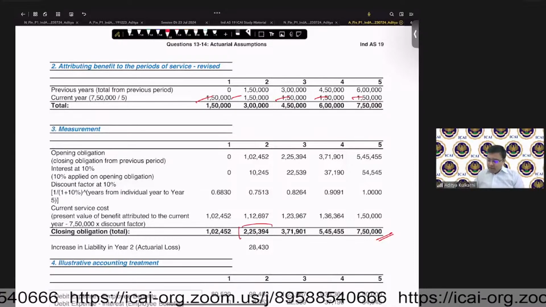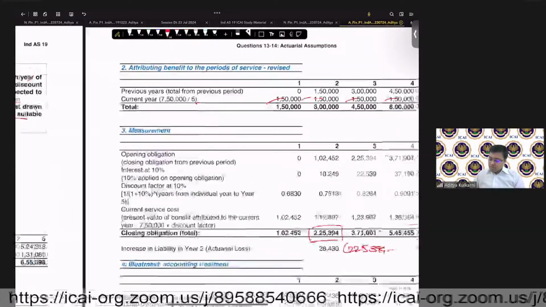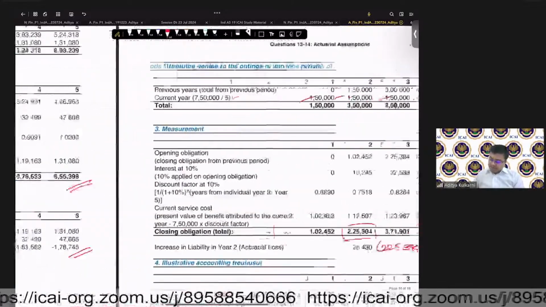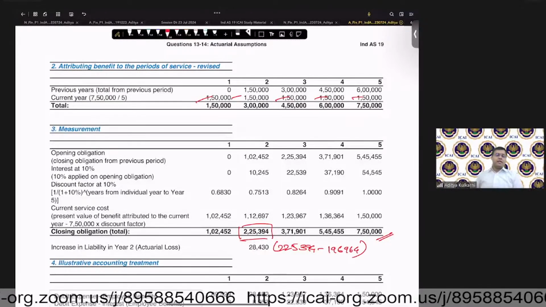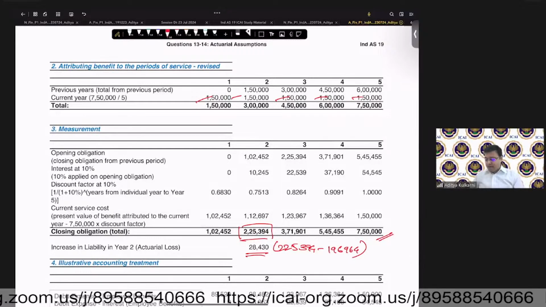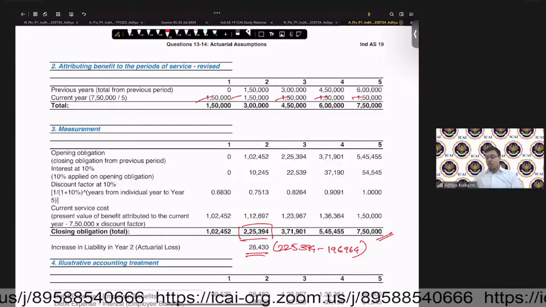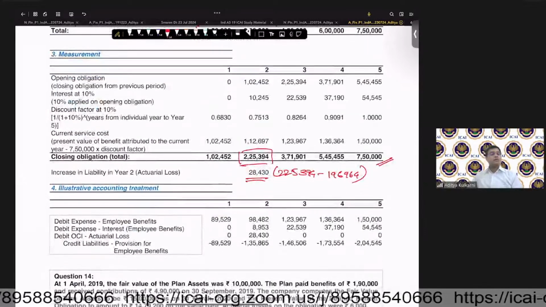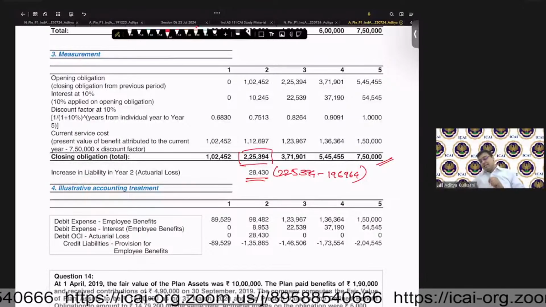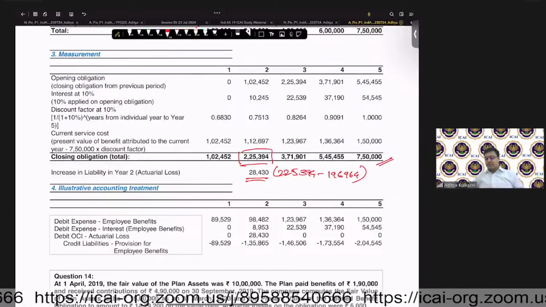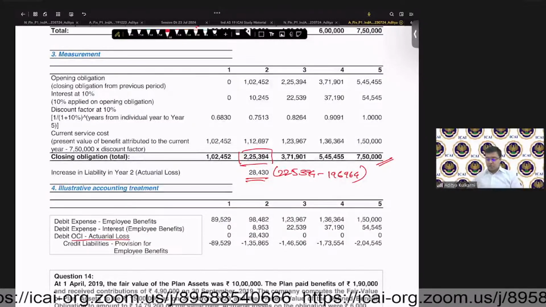So your liability in year two went from 196,964 to 2,25,394. So your liability has gone up by 28,430. Are we okay with this? Yes, 28,430. Where will this go? This is a change in actuarial assumption. And because it is a change in actuarial assumption, it will go to other comprehensive income under actuarial loss.